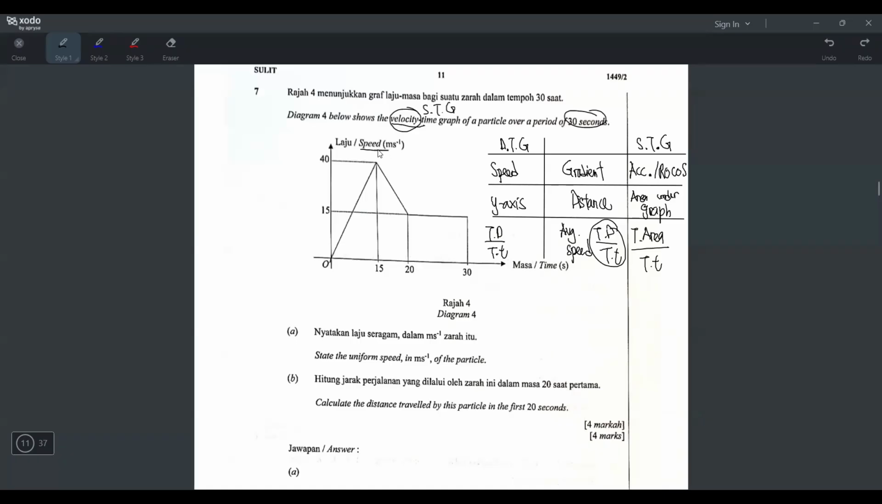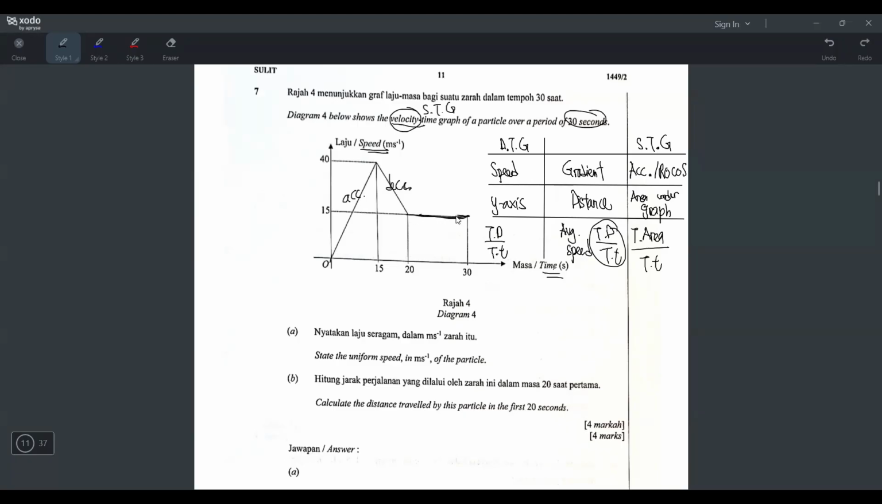Okay, so let's look at the y-axis, speed in meters per second, x-axis time, and then the line goes like this, like this, like this. If the line goes like this, what does it mean? It means acceleration is happening, because when the time is increasing and the speed is also increasing, so it's acceleration. And for this one it is deceleration. In Bahasa Melayu, acceleration is pecutan, deceleration is nyahpecutan.